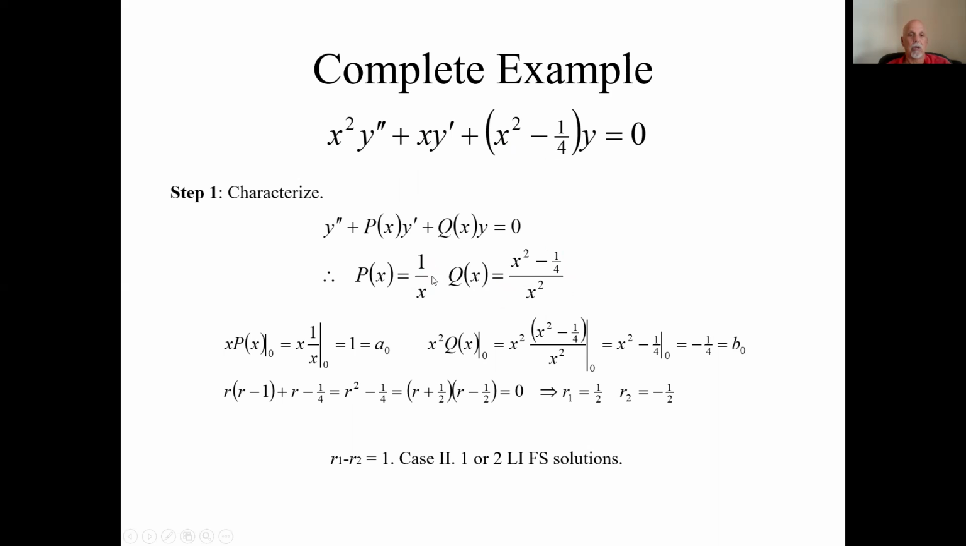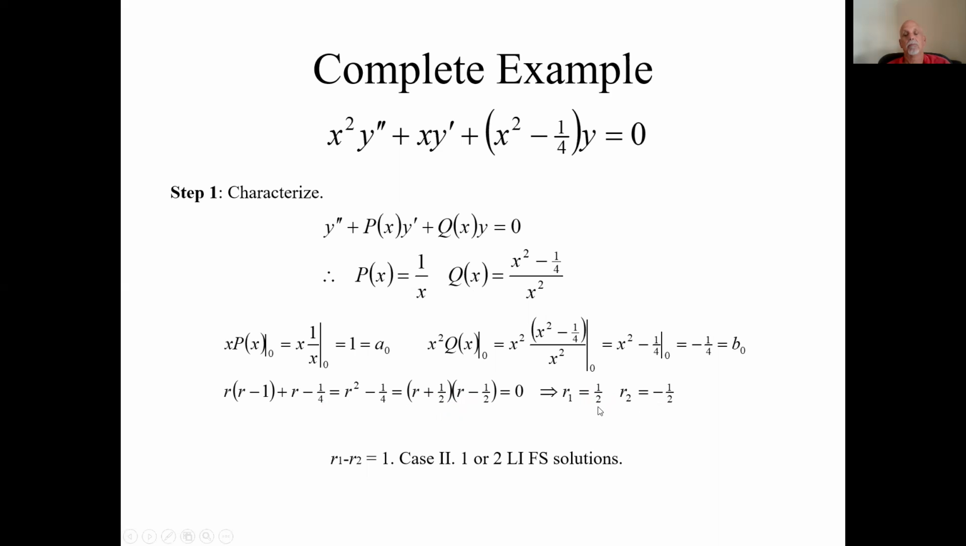So a sub 0, if I multiply p by x, I get 1. And if I multiply q by x squared, I get the numerator. If I evaluate that at 0, I get minus 1/4. So that's what b0 is. Put that in our formula, the quadratic equation, and it says our indicial roots are plus and minus a half.